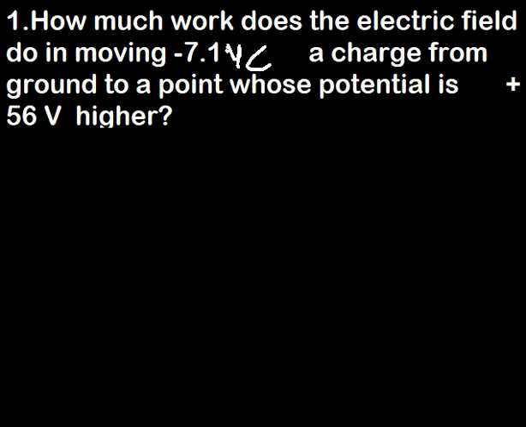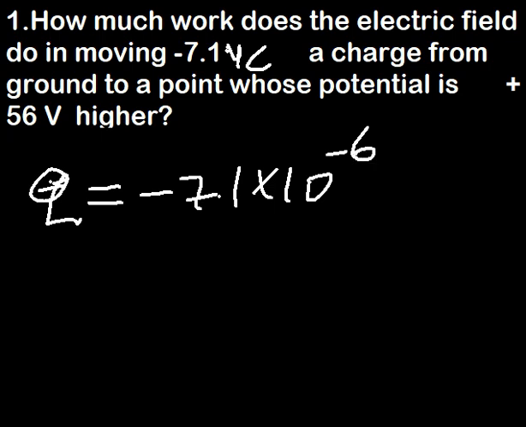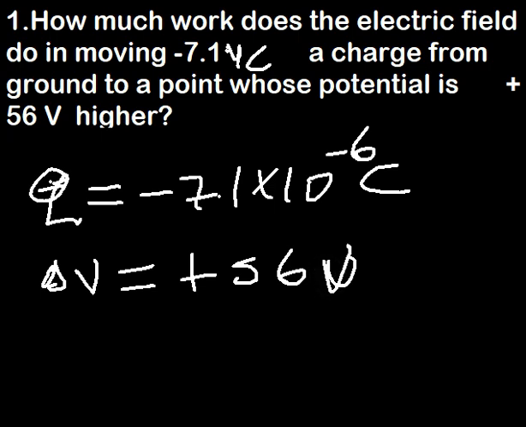So let's appreciate some of the questions associated with the concept. Now let's say we have this question which says: how much work does the electric field do in moving a charge of negative 7.1 micro, times 10 to the power negative 6 coulombs, from the ground to a point with a change in electric potential of positive 5.6 volts? What is the actual work done?